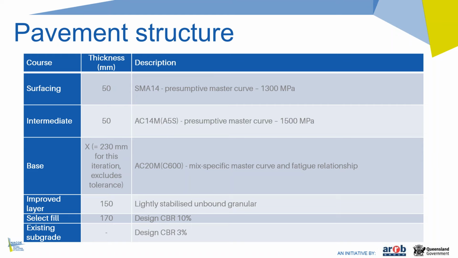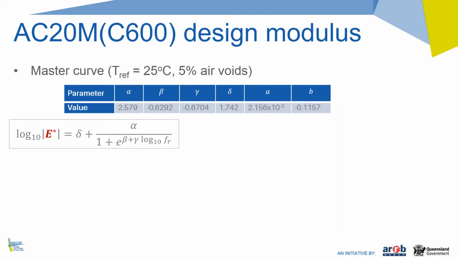So the first step, I need to determine the design modulus for that AC20 layer that we can use in Circly. So here we have the master curve. This would have been determined prior to this by testing the asphalt mix using the procedure that Eric described yesterday. The master curve is simply defined by the sigmoidal function there, which is that equation, and all the parameters that go into that equation, alpha, beta, gamma, delta. In this case, the parameters are defined for a reference temperature of 25 degrees Celsius and the test air voids of 5% air voids. What we're really trying to do is solve that equation for the E star to get our design modulus.